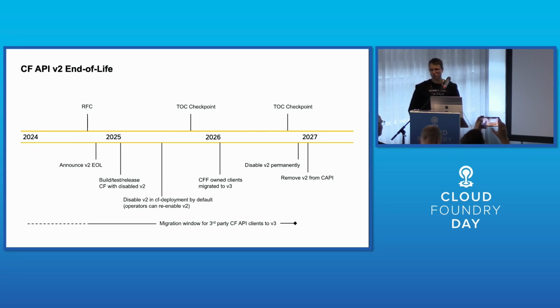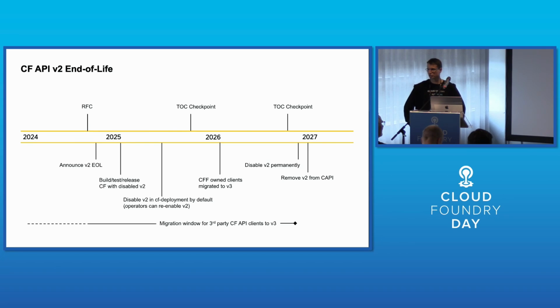Then we want to change CF deployment in such a way that it is built, tested, and released with V2 disabled by default, but operators can still re-enable it via an ops file. Then there will be a TOC checkpoint to see how this path went, in about 1 year. There is some work to do in the client libraries: finish V3 support, remove V2 from the Java client, think about plugins in the CF CLI, and probably more that will come up over time. And then maybe at the end of '26, the migration window for third-party clients will close.